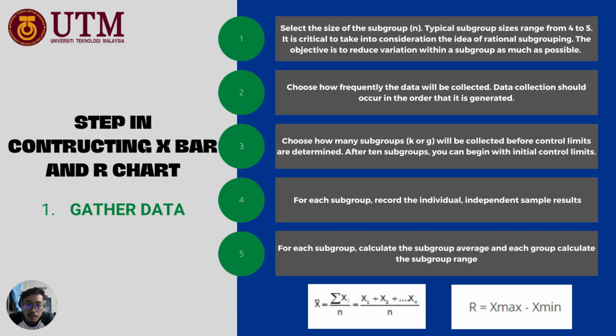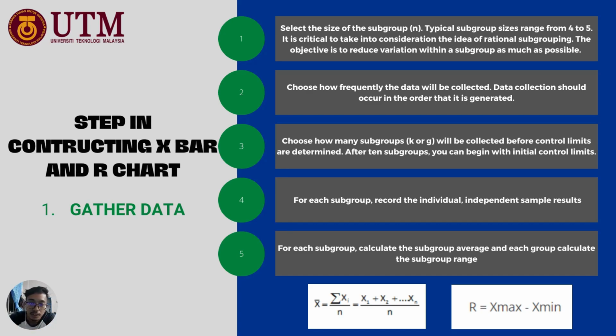1. Select the size of the subgroup. Typical subgroup sizes range from 4 to 5. It is critical to take into consideration the idea of rational subgrouping. The objective is to reduce variation within a subgroup as much as possible.